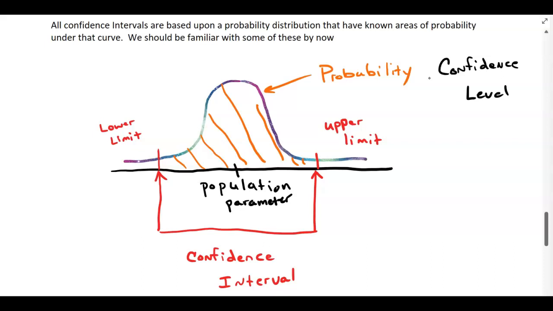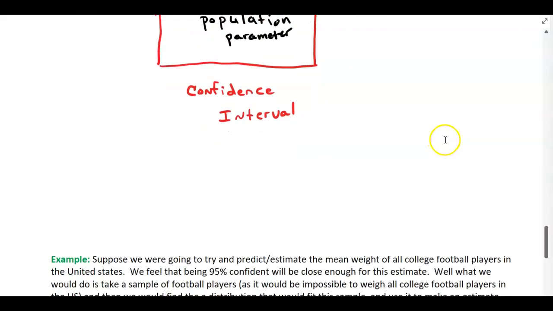And in this video, we're not necessarily worried about how to calculate these yet. That'll be the next video. But in this video, we're just trying to understand what a confidence interval is. So let's look at another little example here.